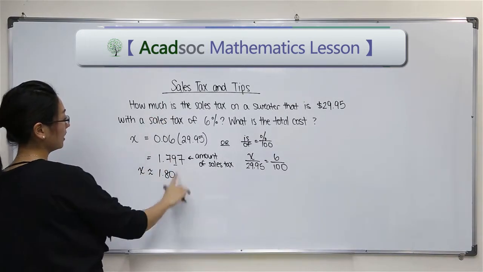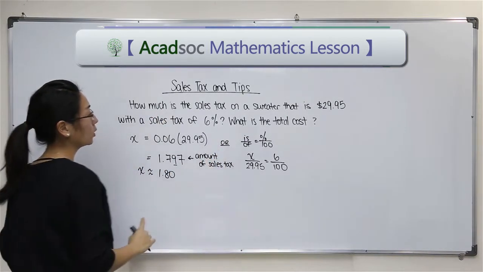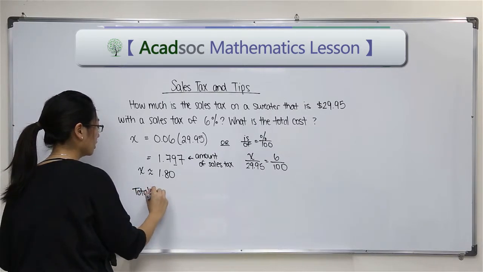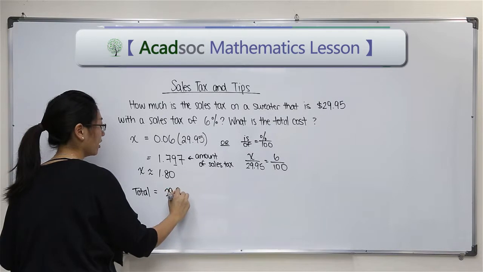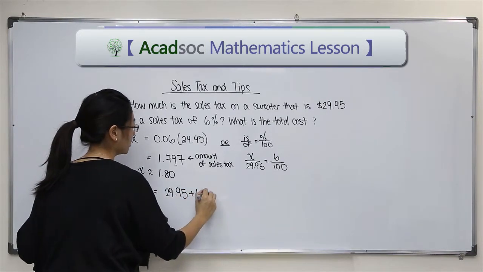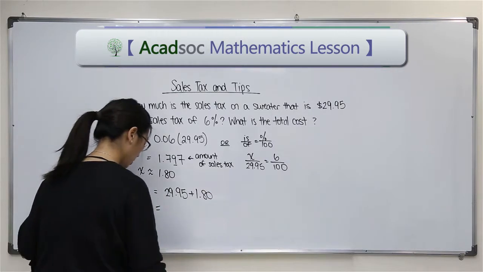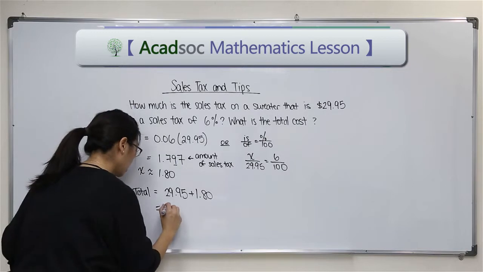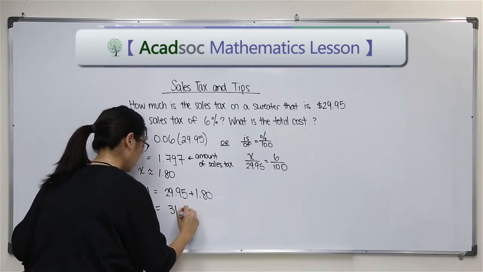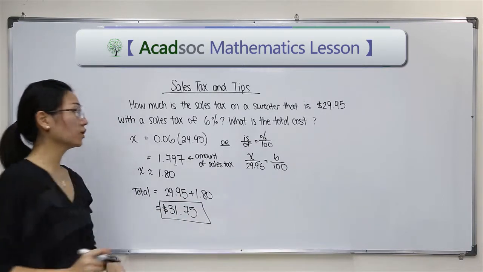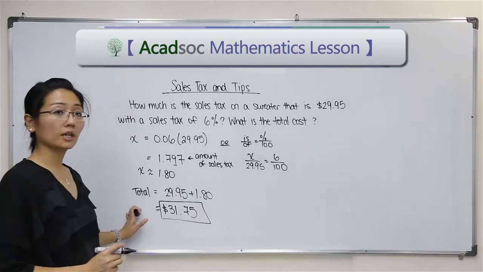Now, that's the sales tax. What would the total cost be? The original price of the sweater is already $29.95. Now that you have $1.80 for sales tax, you would have to add $1.80 to it. So $1.80 plus $29.95 would equal $31.75. So this is how much you have to have in your pocket in order for you to buy a sweater with a 6% sales tax.